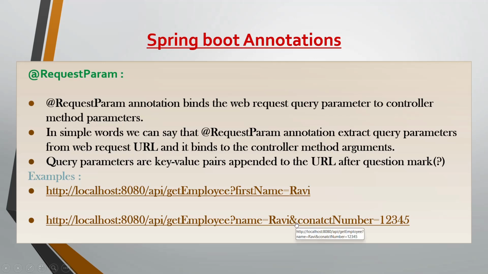We can pass multiple query parameters. Those multiple query parameters are separated using the AND operator. So in this way, we can use the @RequestParam annotation to pass multiple query parameters in the URL path. Let's understand this @RequestParam annotation through the example.